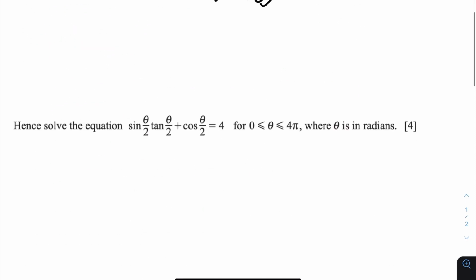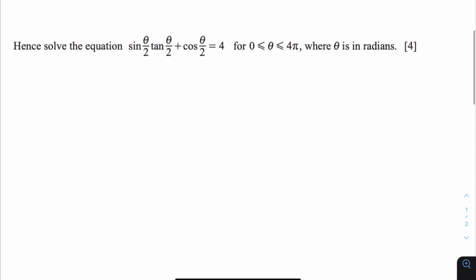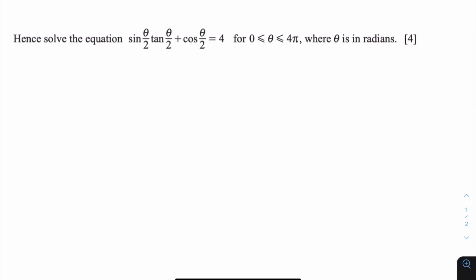Alright, so now let's move on to the next part. Hence solve the equation sine theta over 2 tan theta over 2 plus cosine theta over 2 is equal to 4, for 0 to 4 pi, where theta is in radians. So we just proved that sine x tan x plus cos x is equal to secant x. If we look at this part over here, it is literally in that form except x is equal to theta over 2. So what we can say is that with x equals theta over 2, secant of theta over 2 is equal to 4.